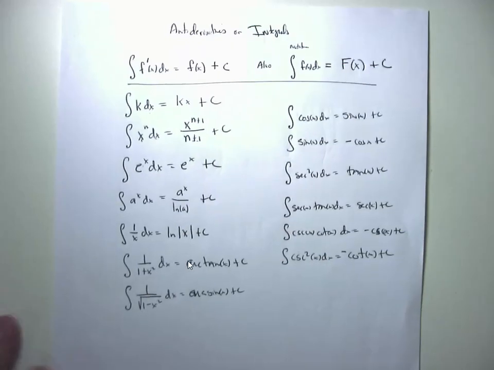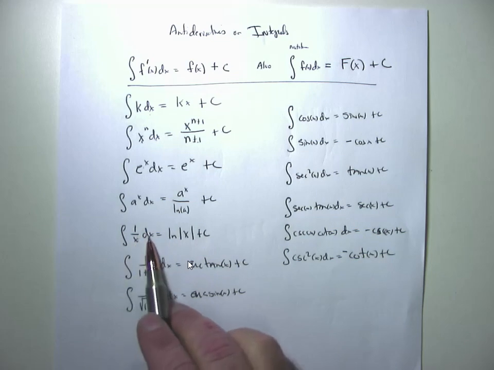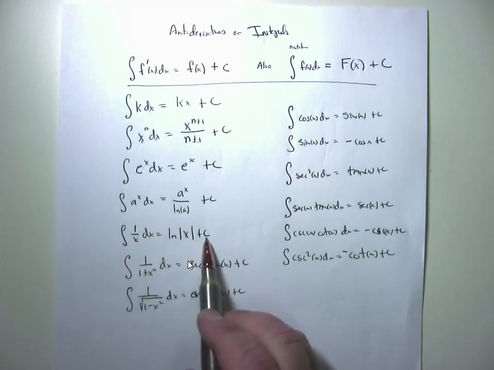Some of my basic rules: integral of e to the x is e to the x plus c. Integral of a to the x, something other than e, will be a to the x divided by the natural log of a, the adjusting factor, natural log of a, plus c. Here's the big rule right here: the integral of 1 over x dx is equal to the natural log absolute value of x plus c.